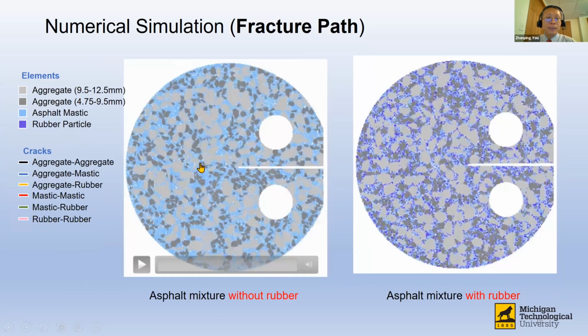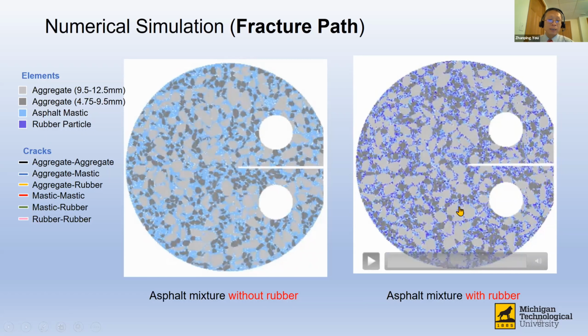Here is a picture showing you the fracture path. During the test, of course, this is a three-dimensional model. During the process, you can see each particle's movement, how many cracks are being generated, and how much force is being generated between the particles. On the very left-hand side, you can see the aggregates of different sizes, asphalt mastic, and rubber particles. Of course, the rubber particles are not in the left-hand picture. They only appear on the right-hand side. The left-hand side is asphalt mixture without rubber.